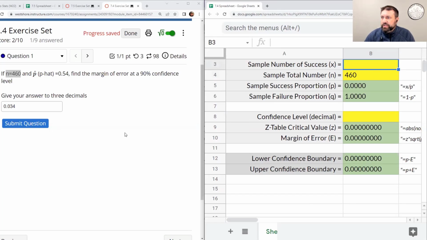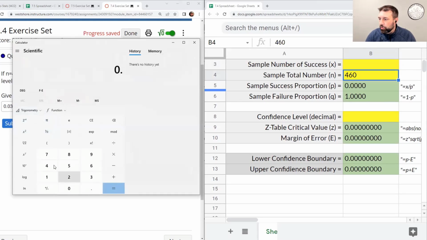And p hat is 0.54. In this problem, they're giving me p hat, not the number of successes, so I have to figure that out. What numerator out of 460 would give me a p hat value of 0.54? Basically, what is 54% of 460? I could figure this out with a calculator: 0.54 times 460.